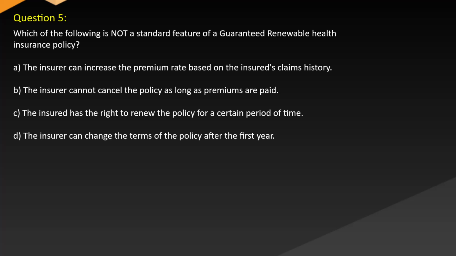Question 5. Which of the following is not a standard feature of a guaranteed renewable health insurance policy? A. The insurer can increase the premium rate based on the insured's claims history. B. The insurer cannot cancel the policy as long as premiums are paid. C. The insured has the right to renew the policy for a certain period of time. D. The insurer can change the terms of the policy after the first year.